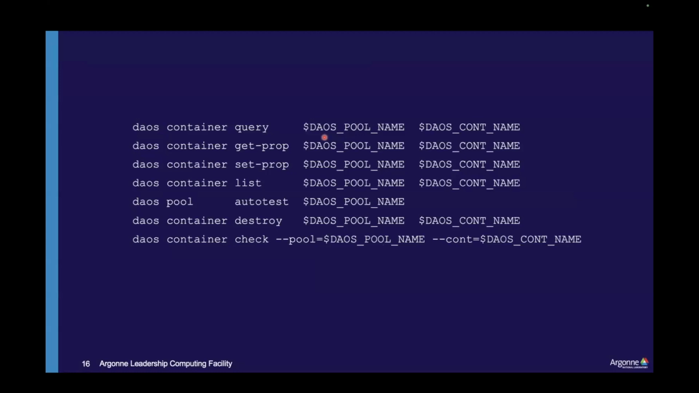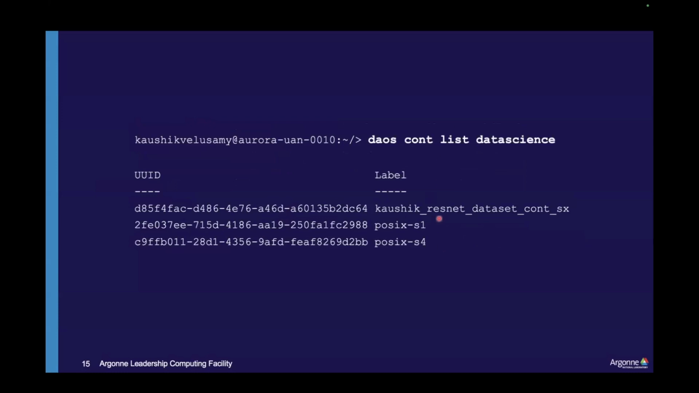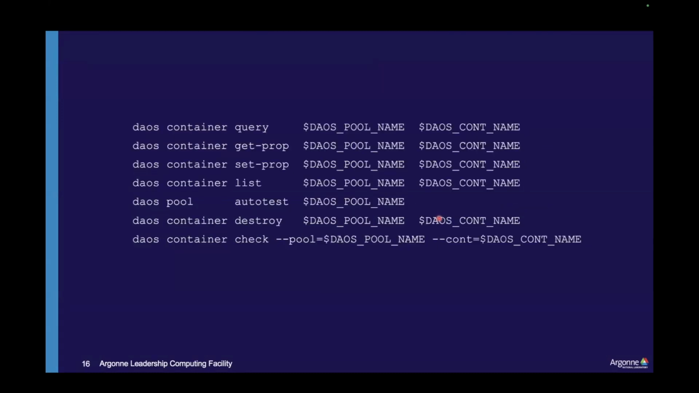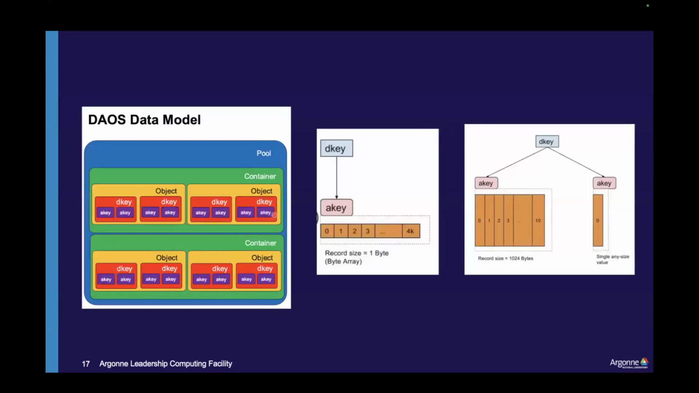There are other tools, like you can get the properties of your container, and list the containers. Listing the containers is this one, just listing all the containers in your project pool space. And in case you want to test that everything is okay with your container, you can do DAOS container check and pool autotest and things like that. And if you want to delete a container, you just do DAOS container destroy.